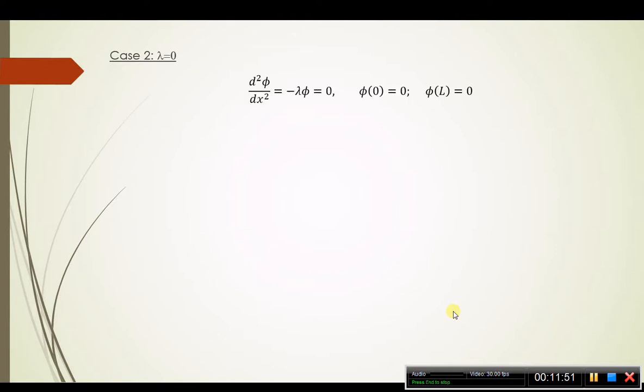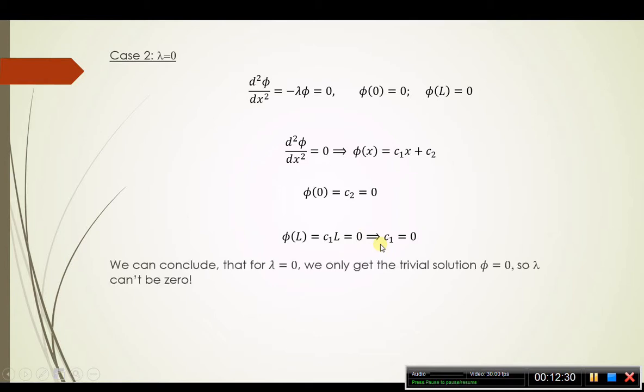recall our ODE. Here, in the case that lambda equals 0, we just have this part equal to 0. So now we're going to get simply that phi of x has to equal C1x plus C2, which is something that we've seen over and over again when we've been looking at those equilibrium solutions. Now solving for C1 and C2, again we plug in our boundary conditions. Phi of 0, we simply get C2 has to equal 0. So now with C2 equal to 0, plugging in L into this part, we just have C1L. The only way that this can be equal to 0 is if C1 is equal to 0. So again, for lambda equals 0, we only get the trivial solution, so lambda can't be equal to 0.